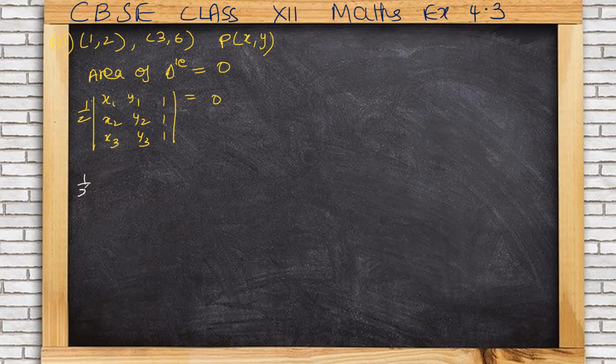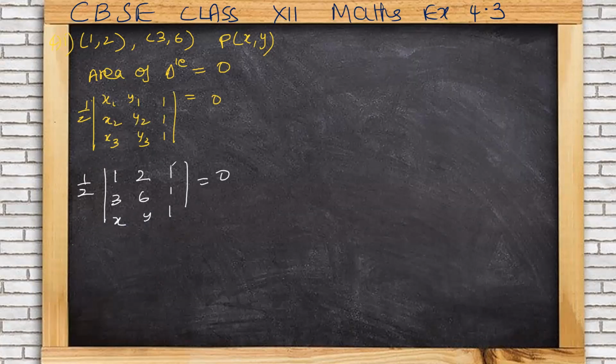Substituting the values, half into determinant of 1, 2, 3, 6, and x, y, the last column being 1, equal to 0. We can take this half to the right side. Again, that will become 0. And we can expand along any row or column. We'll choose the last column as the expansion will be easy. So whenever you are expanding, mention it. So expanding along column 3, and in pencil, mention the signs. So plus minus plus; we have taken this half to the right side.